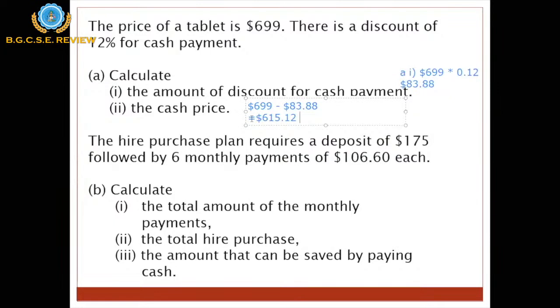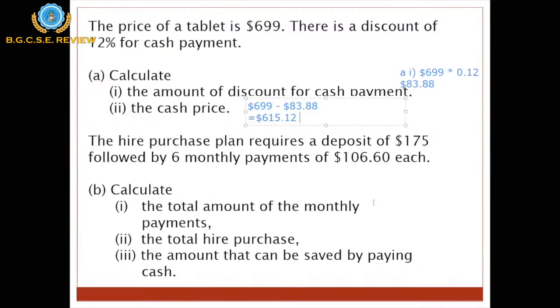But for some persons, that won't always be an option. Let's see what happens if I have to go the hire purchase plan route. They say to me that the hire purchase plan requires a deposit of $175, and so that's how much I must pay as a deposit, $175, if I have to use the hire purchase plan. And then followed by 6 monthly payments of $106.60. So they say calculate the total amount of monthly payments.